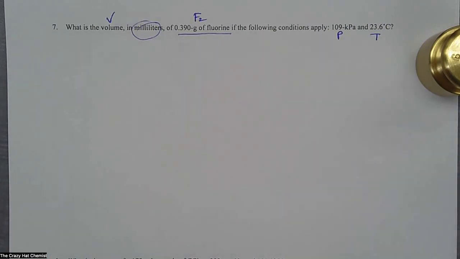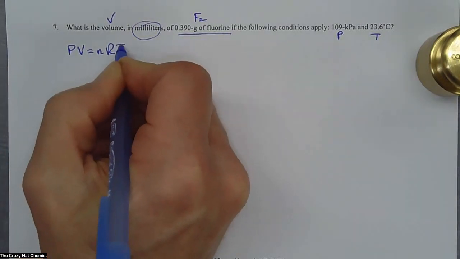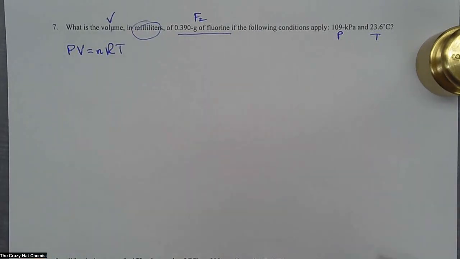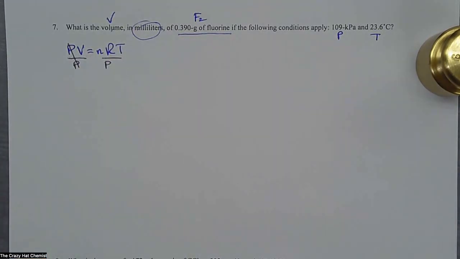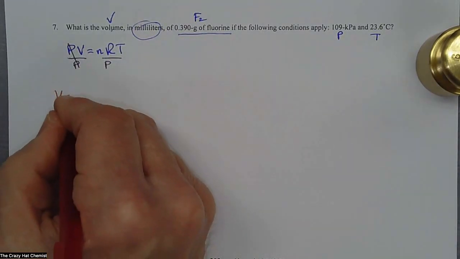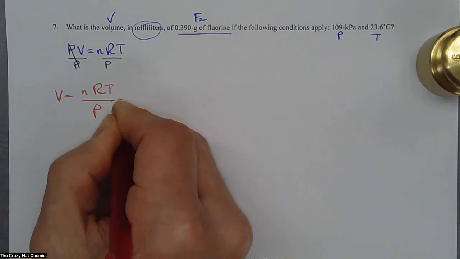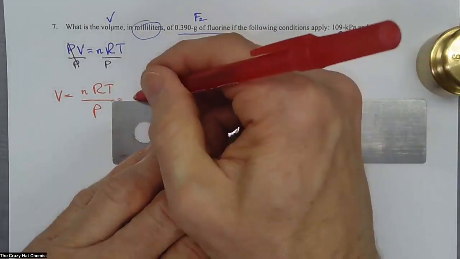Do you have 2 of anything? The answer is no. Okay, so since you do not have 2 of anything, we are going to be using the ideal gas law. So that is PV equals nRT. And we are solving for the volume. So what we're going to do is rearrange this and solve for volume. We're going to divide both sides by pressure. And then we're going to get volume is equal to nRT over P.